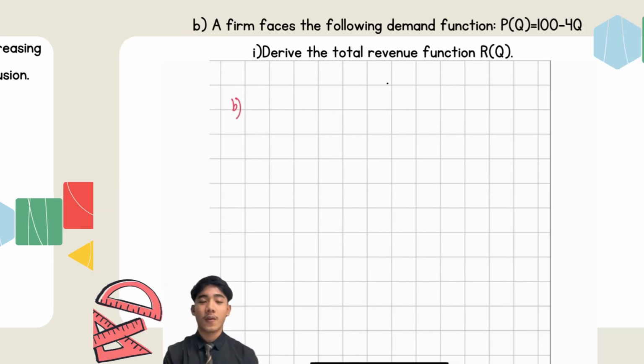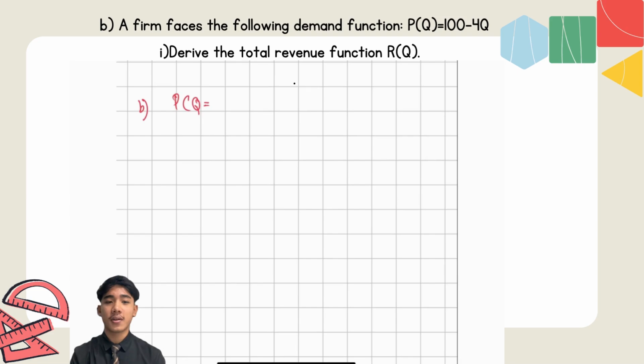1 and 2. For the next question, I will show you how to derive the total revenue function R(Q) from the demand function. It is given that P(Q) equal to 100 minus 4Q. The total revenue is simply price multiplied by quantity. So we need to multiply the function with Q. So we got R(Q) equal to 100Q minus 4Q squared.